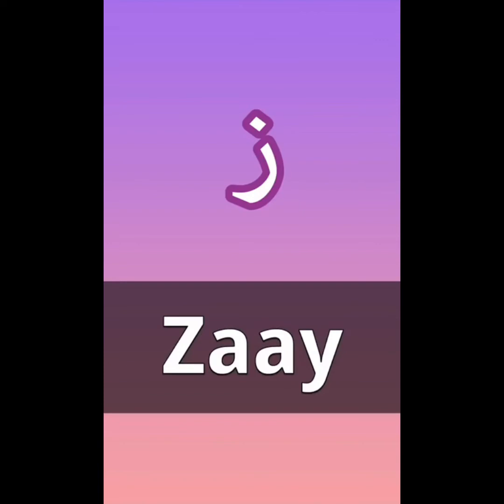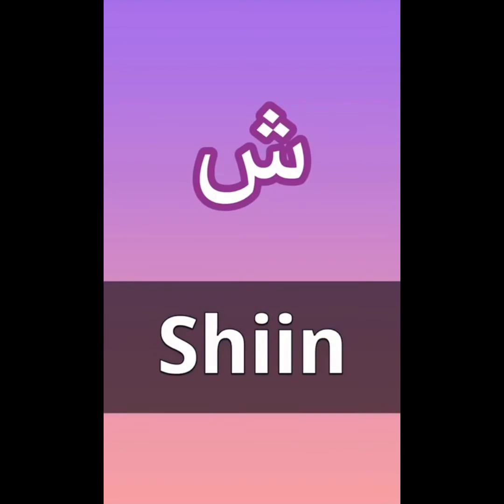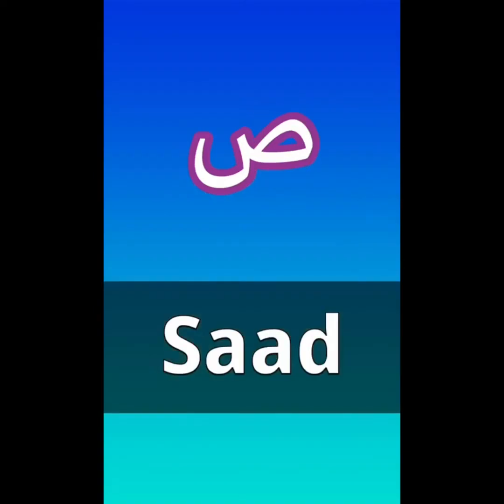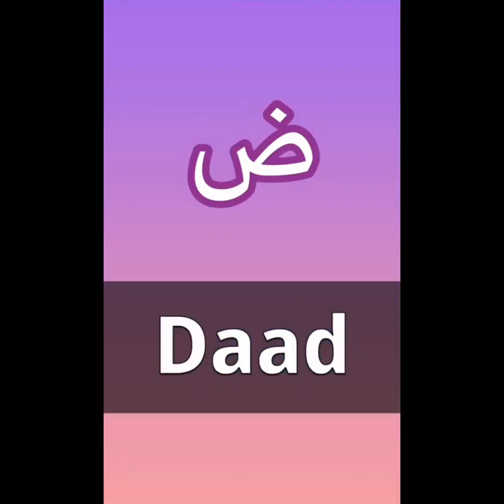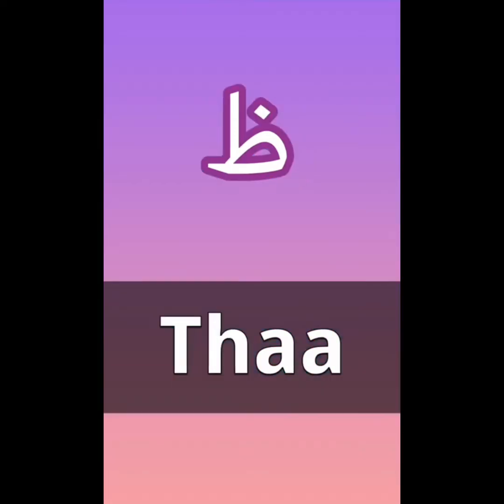Zai. Sin, it's like you've seen something, Sin. Shin. Sad, this is a hard letter. Dad. Ta, Ta and Ta are similar but be careful. Dha.